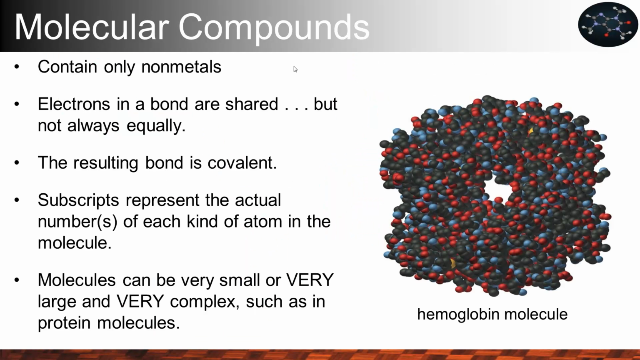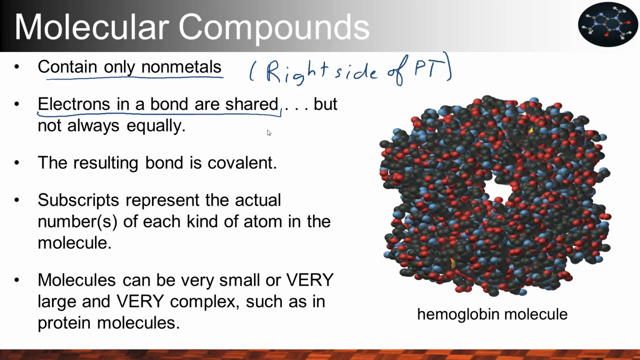Now, molecular compounds, these are going to contain only nonmetals. Okay, so only things from the right side of the periodic table. While before with ionics we had a left side and a right side element, here we have one or more right side elements only. And like I said before, they're shared, not always equally. The resulting bond we said is called a covalent bond. The subscripts actually represent the real, true, actual number of each kind of atom in a molecule.